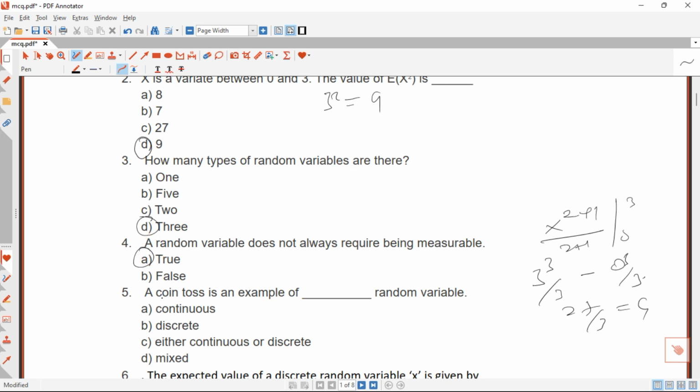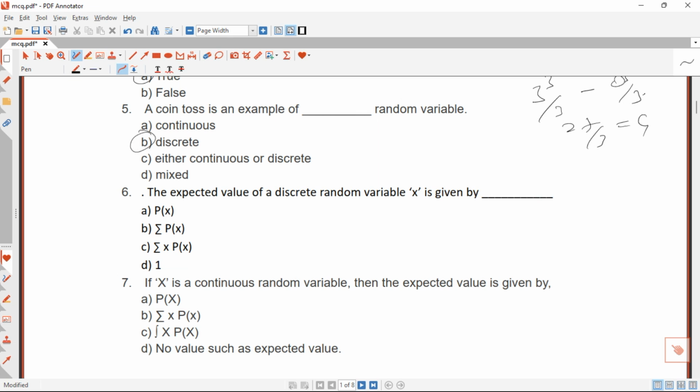Question 5: a coin toss is an example of a dash random variable. If you are tossing a coin, you are going to get a head or a tail. Is it a continuous random variable or a discrete random variable? When you are tossing a coin, it's an example of a discrete random variable.